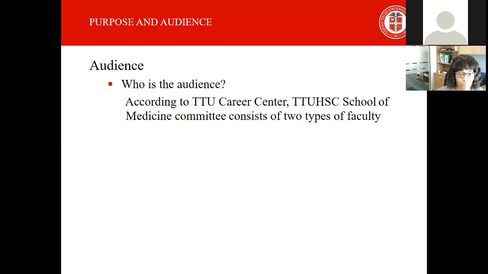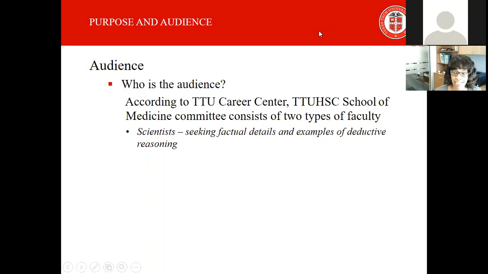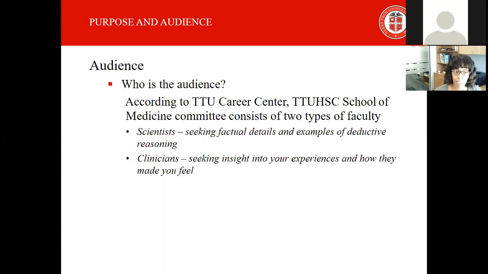So, for example, according to the Texas Tech University Career Center, the Texas Tech University Health Science Center School of Medicine Committee consists of 2 types of faculty: clinicians and scientists. So scientists are kind of seeking factual details and examples of deductive reasoning. They want to see the logical connections that you make in your personal statements about your experiences, for example, and how you fit with their program.